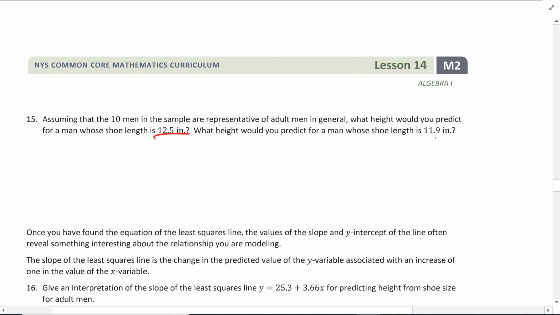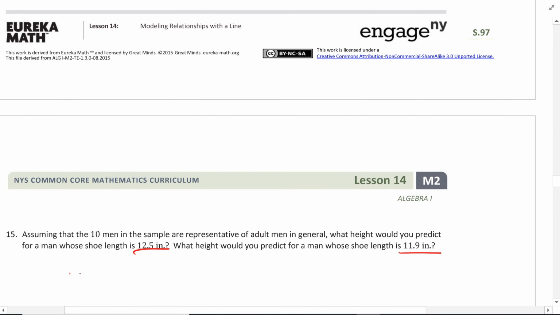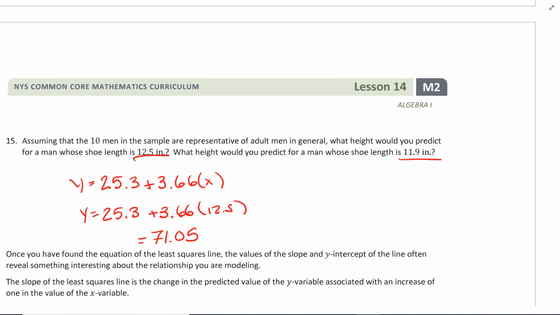So again, these are the shoe lengths. In order to get the heights, all you have to do is use your equation, y equals 25.3 plus 3.66x, but we know x is 12.5, so it's going to be y equals 25.3 plus 3.66 times 12.5. I'm going to crank that out in the calculator, so 25.3 plus 3.66 times 12.5, and I get 71.05. So the predicted height of someone whose shoe length is 12.5 is 71.05. You can do the 11.9 for yourself, but same concept.